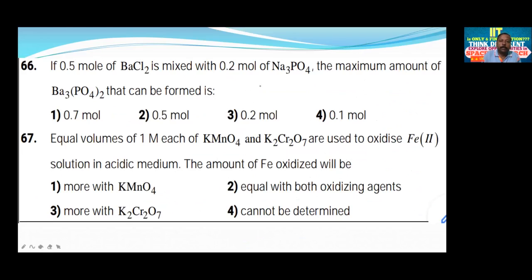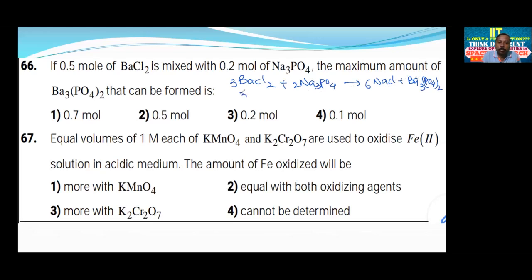Then maximum amount of Ba3(PO4)2. Actually here maximum amount means you should know the limiting reagent. So I will write the reaction. BaCl2 plus Na3PO4 will give you NaCl plus Ba3(PO4)2. For balancing, I will take 3 moles here, 2 moles here. Then it will be 6 NaCl, and Ba3(PO4)2. So this will be the answer.